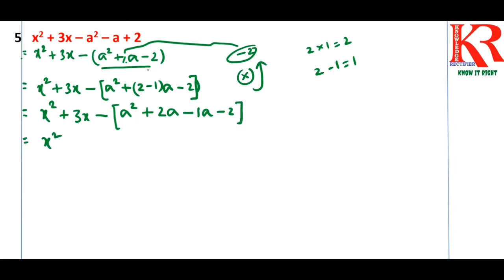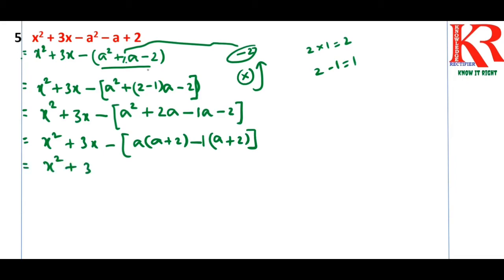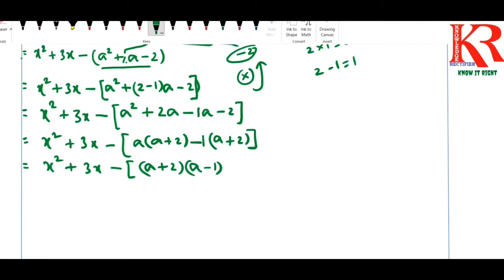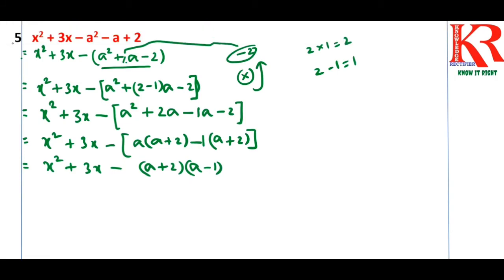Okay, then what do we have? We will take common. Again, that we know. Nothing is common, so 1 is common. Okay, पछाडिको ब्र्याकेटमा अगाडिको ब्र्याकेटमा जे हुन्छ, the same will be there. Then you take a plus 2 and in one bracket, and the leftover in another bracket. Okay, so this is what we got.